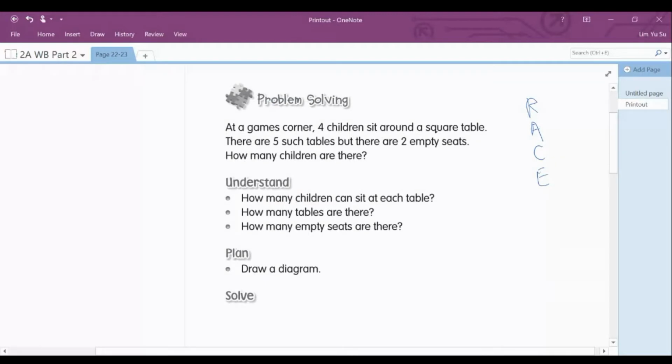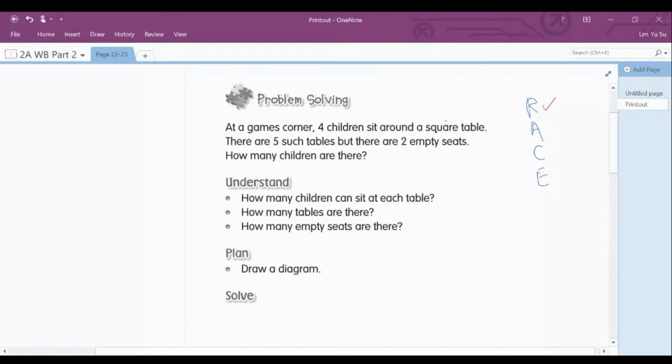At a games corner, 4 children sit around a square table. There are 5 such tables, but there are 2 empty seats. How many children are there? Let's read it again. At the games corner, 4 children sit around a square table. There are 5 such tables, but there are 2 empty seats. How many children are there? Right, so that is our copying step. Let's do our annotations now.